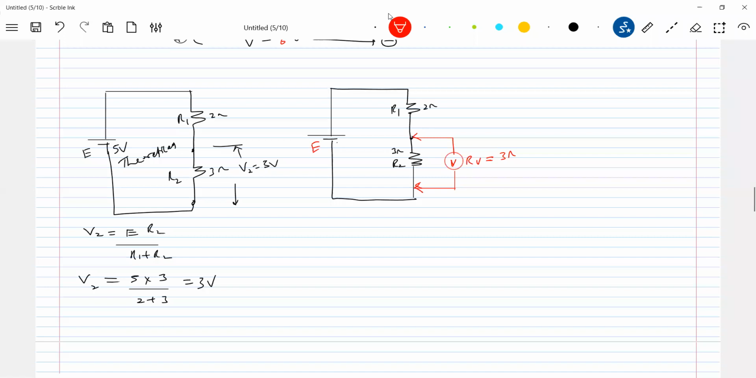Earlier there was a current I flowing. Now a different current I dash has to flow. These are the terminals A and B across which I introduce the voltmeter. Where you are measuring potential, the voltmeter should be introduced across the terminals, not in series in the branch. So you connect the voltmeter directly across points A and B, where you are measuring.